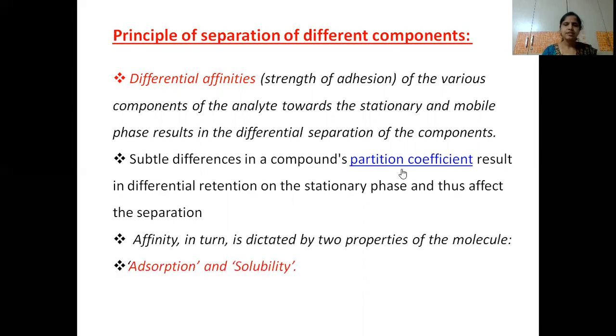So affinity, in turn, is dictated by two properties, that is adsorption and solubility. We can explain the separation of different components in the mixture by these two properties, which are adsorption and solubility.